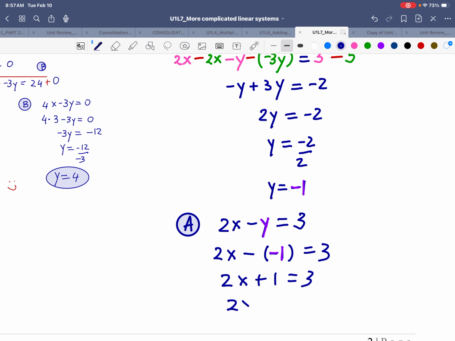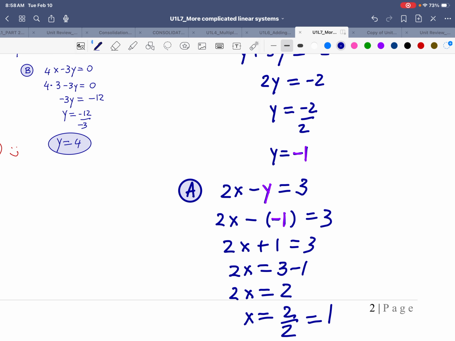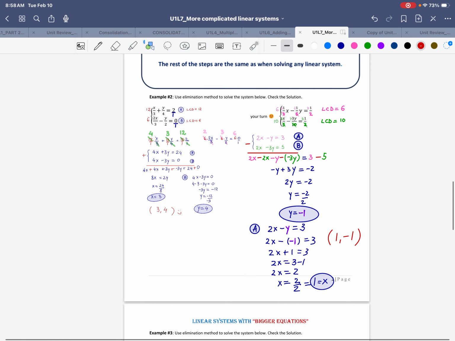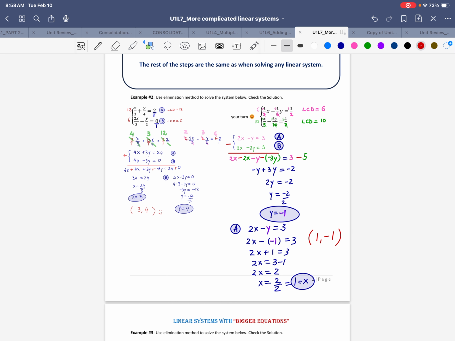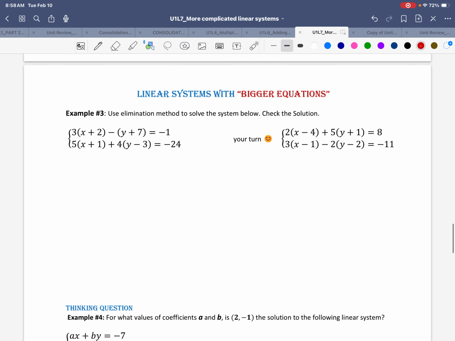So 2x is 3 minus 1. And you can do this in a shorter way, obviously, because it's a simple subtraction. X is going to be equal to 2 divided by 2, or 1. So we got that the y value is negative 1, and the x value will have to be positive 1. And that will give us a solution for the system to be 1 and negative 1. And that's how we solve systems of equations that involve fractions. So next we're going to look at some bigger systems of equations. And for this, please follow me in the next video.